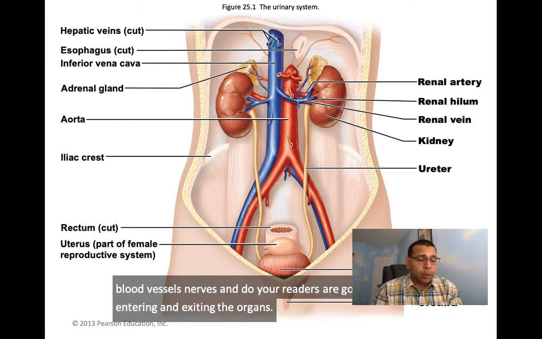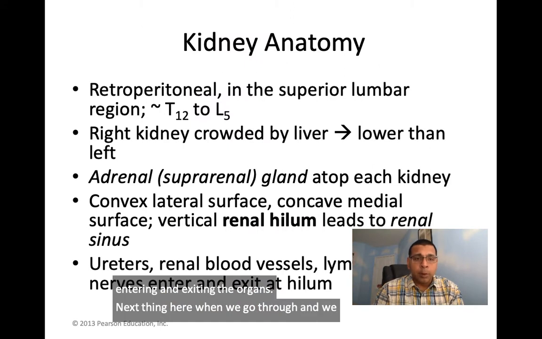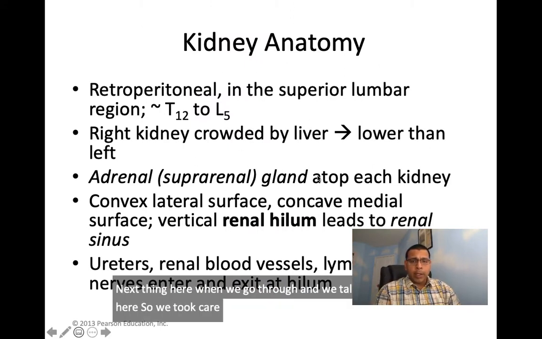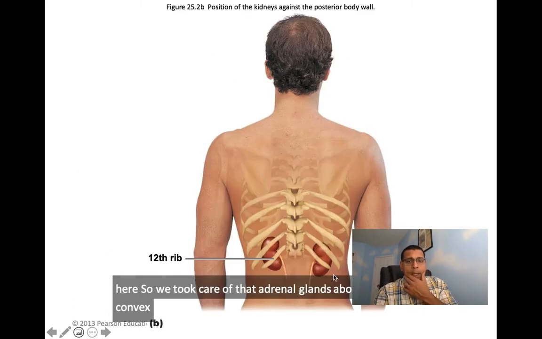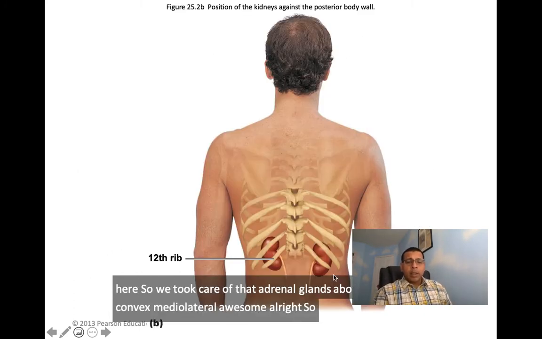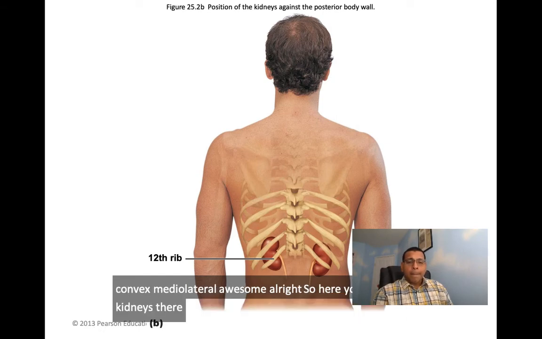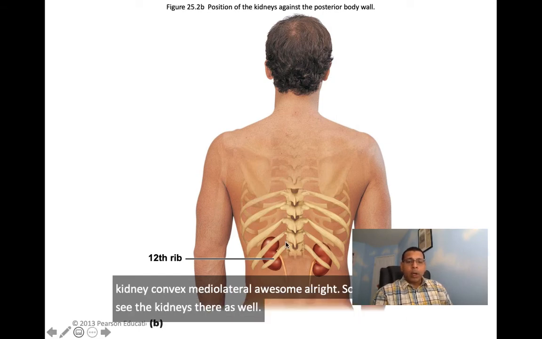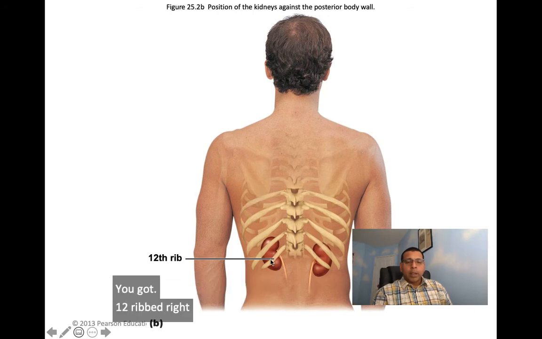Next in here, let's move on. So we took care of that. Adrenal glands above each kidney, convex, medial, lateral, awesome. All right. So here you can see the kidneys there as well. You've got the 12th rib right down here, and you can see that right kidney slightly lower compared to the left.